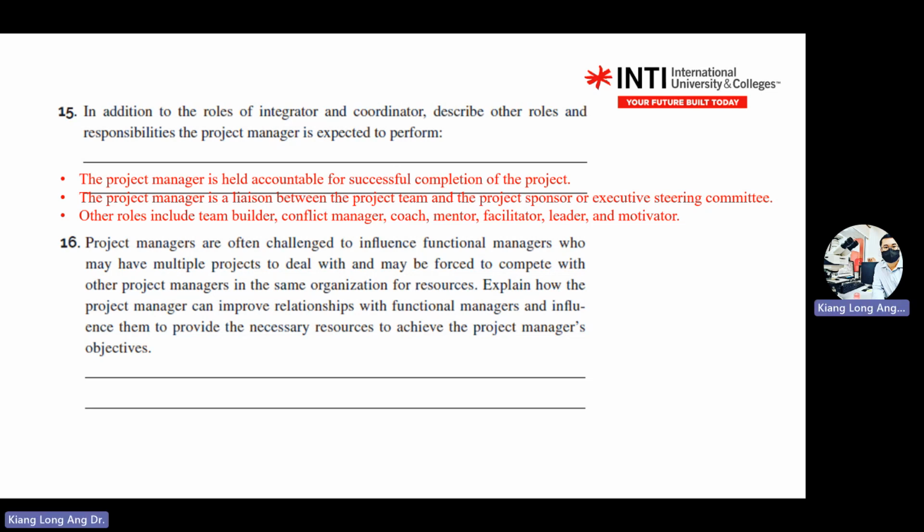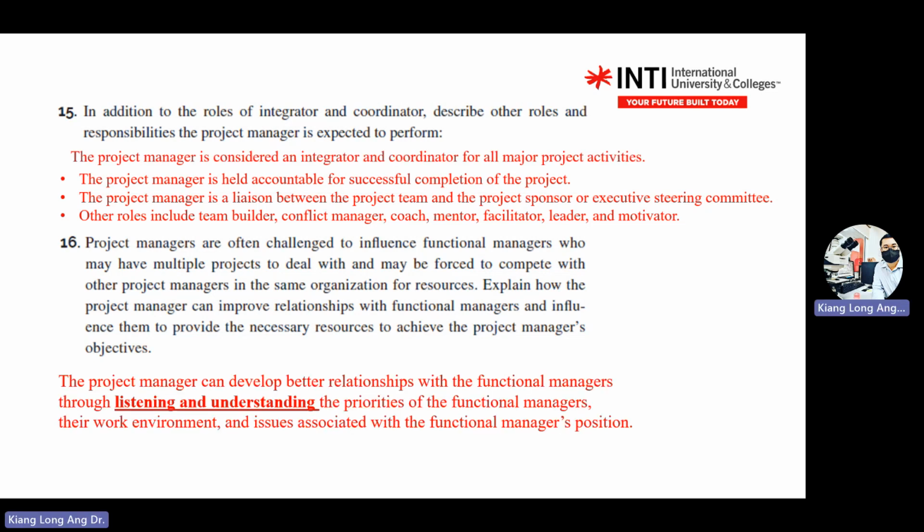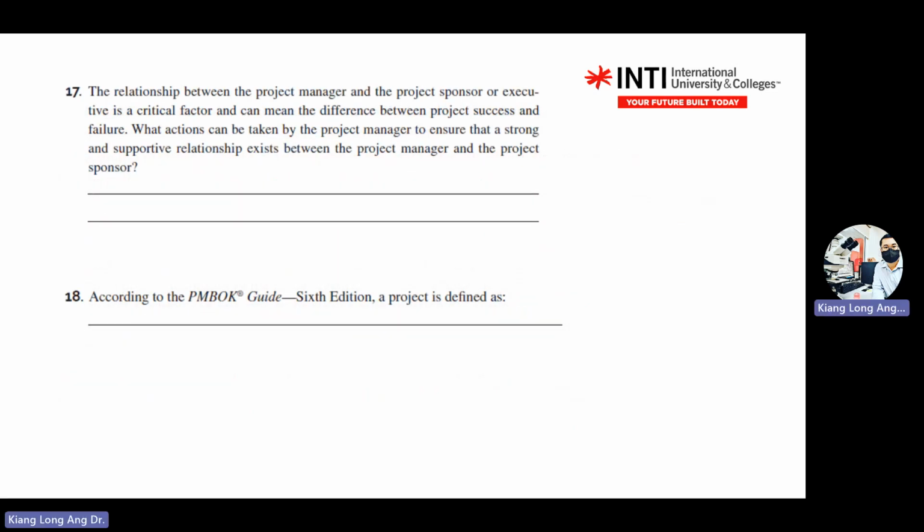Okay, so question 15, something like that. Communication, listen. 16, 17. Okay, 17. Although the question is very long, it just wants you to say how you do it. This type of question will be in section B or section C of the question in your test or final exam.